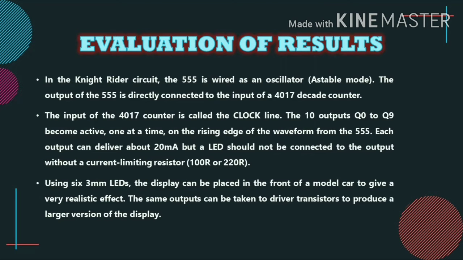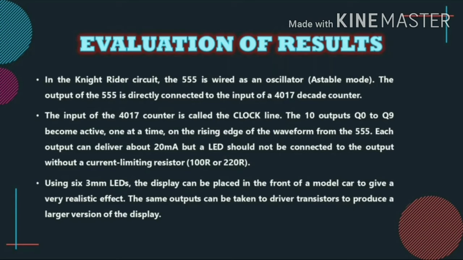So the evaluation of results in the Night Rider circuit: the 555 IC is wired as an astable mode oscillator. The output of the 555 is directly connected to the input of a 4017 decade counter. The input of the 4017 counter is called the clock line. The 10 outputs Q0 to Q9 become active one at a time.